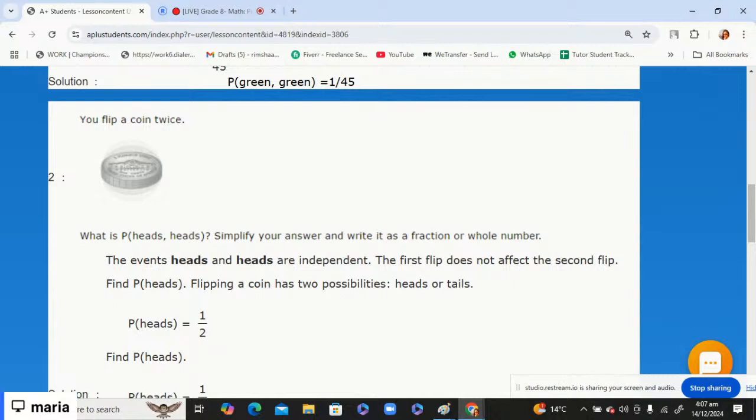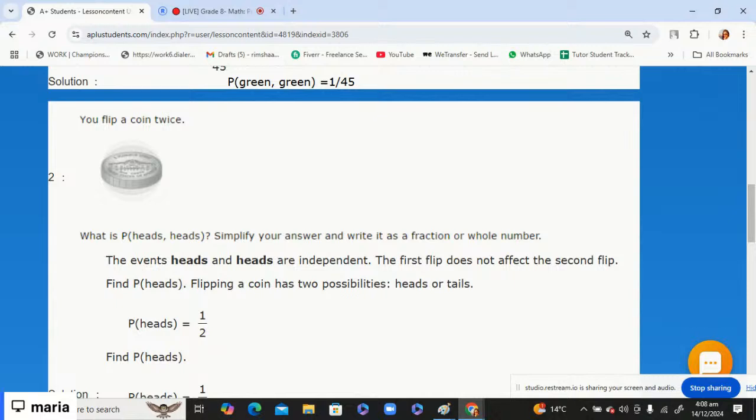Alright, this is the way that we... So for the coin, there are two possibilities. As we know, when you flip a coin, one possibility is the head and the other possibility is the tails. So in the question, they are asking: what is the probability of heads and heads? Simplify your answer and write it as a fraction or as a whole number.